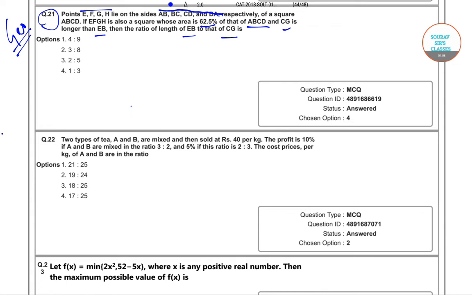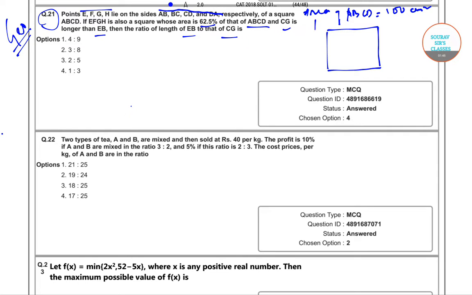So now let us first draw the scenario over here. Firstly, what we'll try to do is take the area of square ABCD to be 100 centimeter square. So that means that its side length is therefore 10 centimeter.